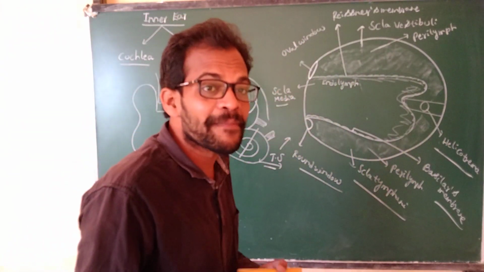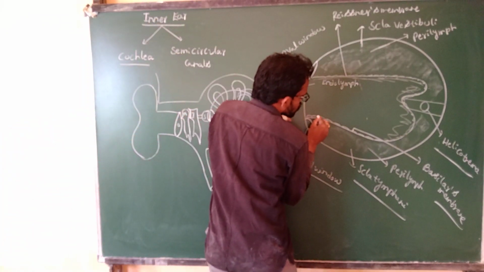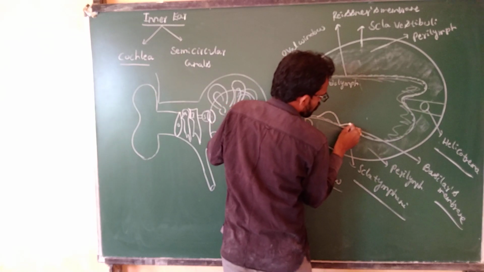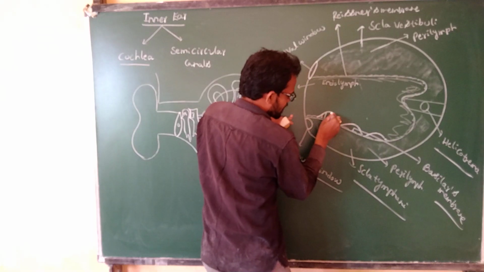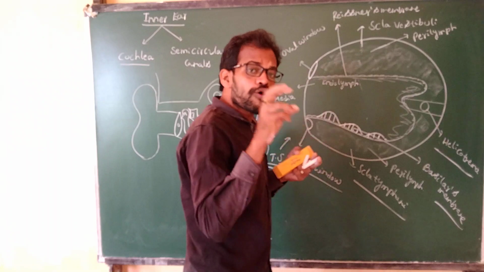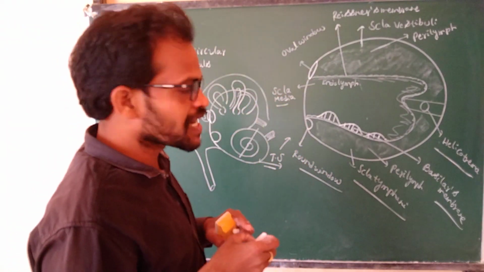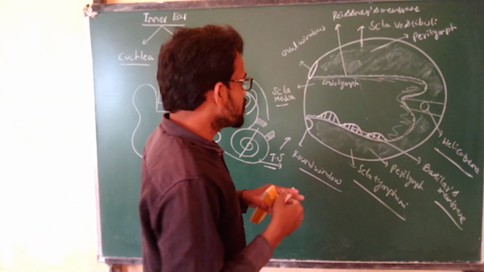On the basilar membrane, small sensory ridges are located. See here, the small ridges are present. These small sensory ridges consist of cells present in the basilar membrane.